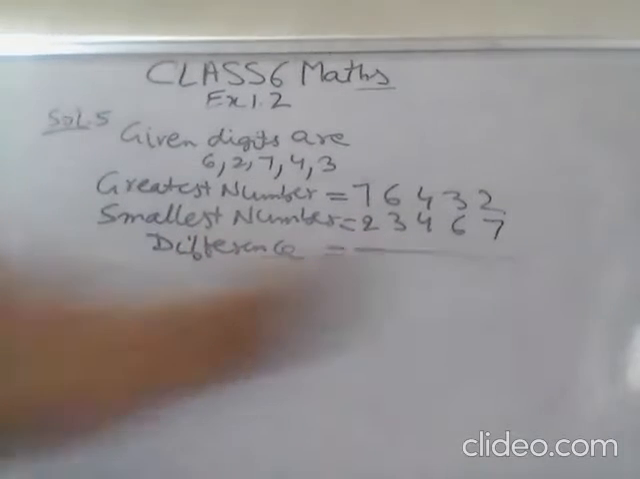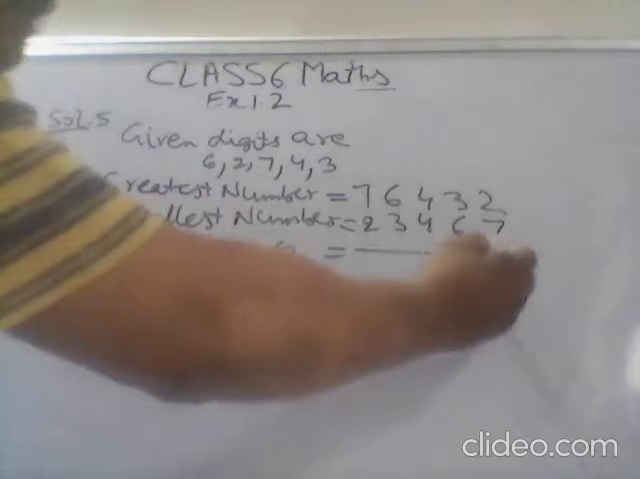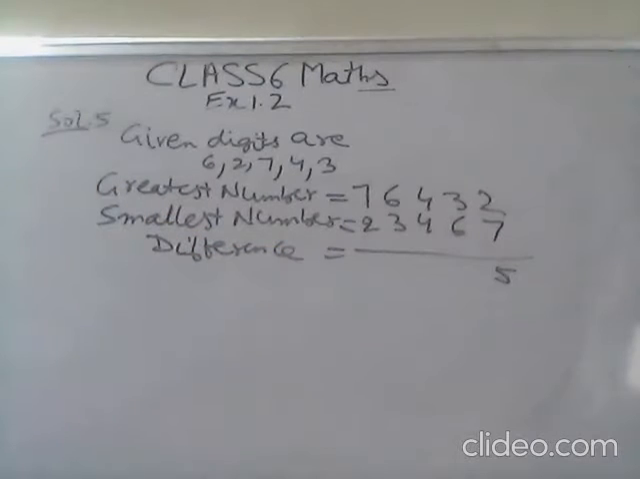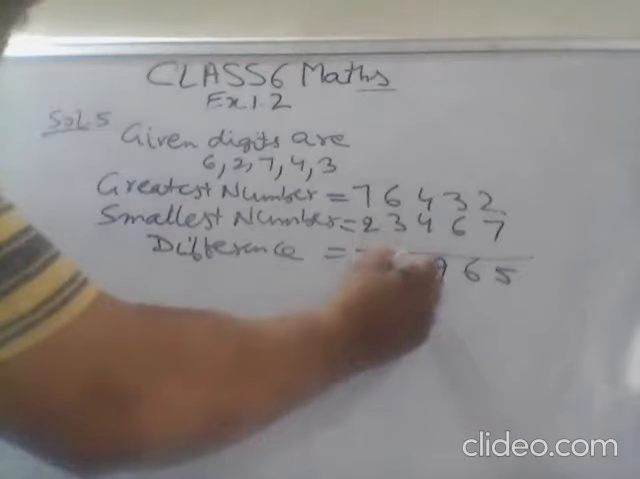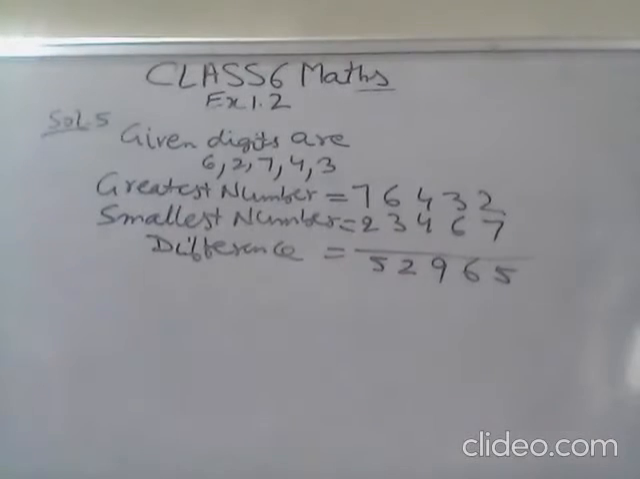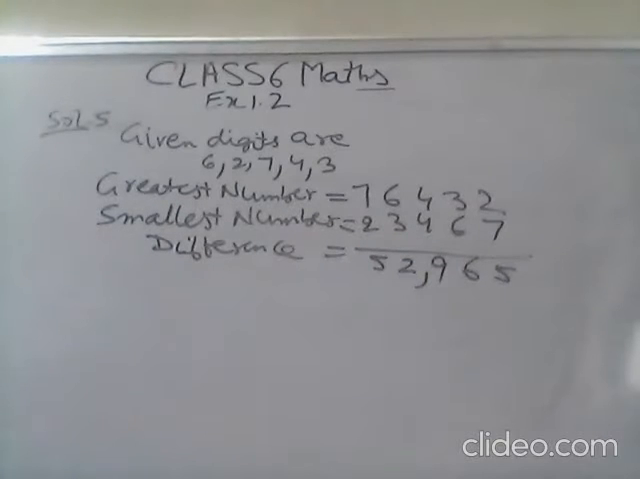Now, the difference: we have to subtract the smaller number from the greatest number. 12 minus 7, 5. 12 minus 6, 6. 13 minus 4, 9. 5 minus 3, 2. Here it is 52 lakh 965.